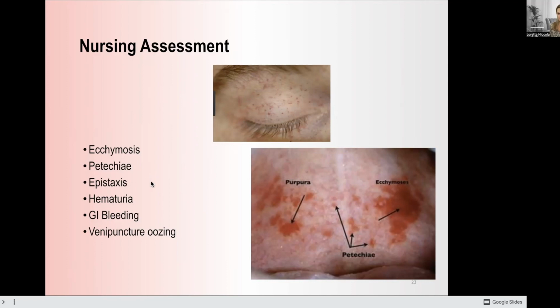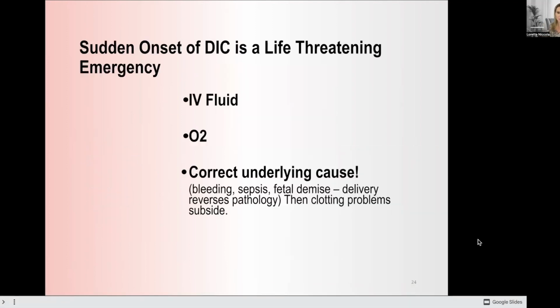Okay, epistaxis, she might have nosebleeds, hematuria, bleeding in the urine, and GI bleeding, venipuncture oozing. So if lab comes up to draw her blood, or if you draw her blood, you might have a hard time stopping the bleeding. You have to put lots of pressure on.